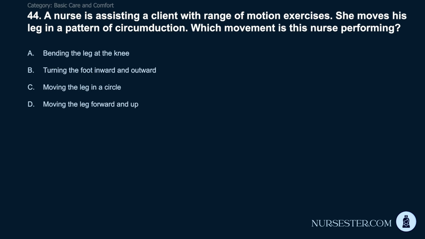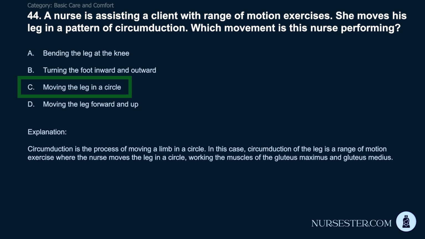44. A nurse is assisting a client with range of motion exercises. She moves his leg in a pattern of circumduction. Which movement is this nurse performing? A. Bending the leg at the knee. B. Turning the foot inward and outward. C. Moving the leg in a circle. D. Moving the leg forward and up. Correct answer: C. Moving the leg in a circle.